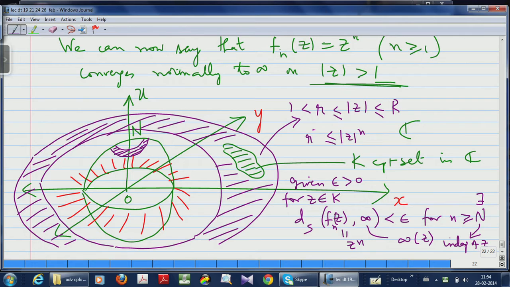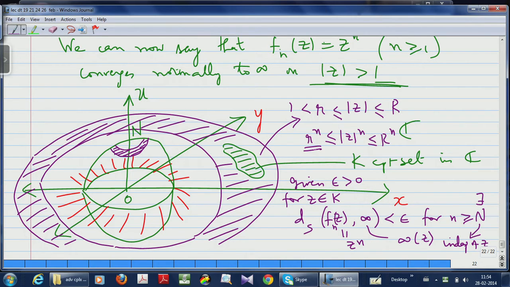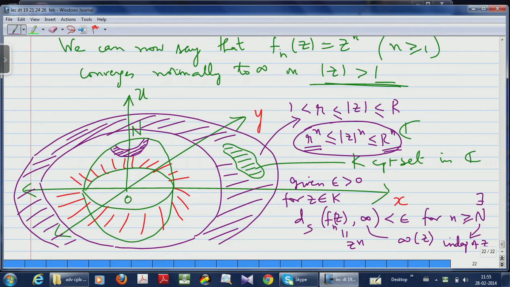Mod z power n is going to lie in this annulus. The inner radius of this annulus is small r power n, the outer radius is capital R power n. And since r is greater than 1, if I increase n, r power n itself is going to shoot up. So the moral of the story is that if I take the image of this region on the Riemann sphere, what I am going to get is a sufficiently small annular region surrounding the north pole, and clearly the spherical distance can be made less than epsilon for any point in that region. That is the pictorial justification for this statement.